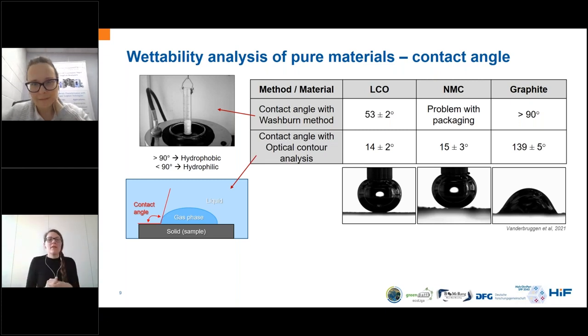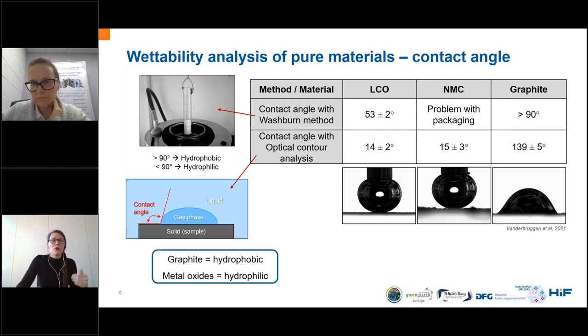These are the results with the optical contour analysis. So as I said, we have the particles on the bottom. We place a gas bubble on top. And for the LCO and the NMC, you can really see the gas bubble does not really want to interact with the particles. It really stays at the syringe. We get contact angles of 14 or 15 degrees. So really, really hydrophilic. But for the graphite, you can see already that the bubble is attached to the graphite, and we get a contact angle of around 140 degrees.